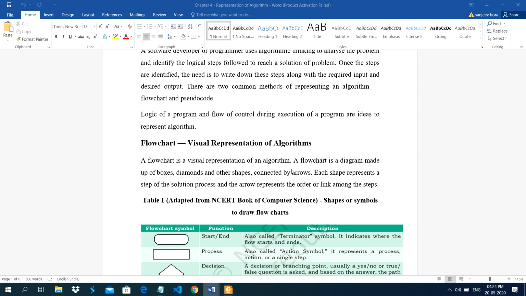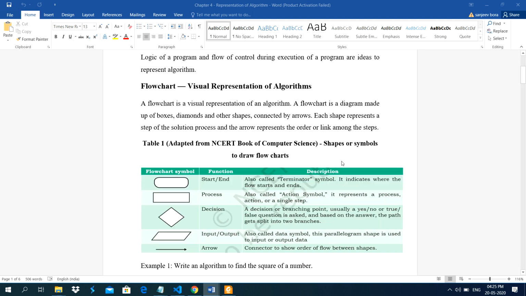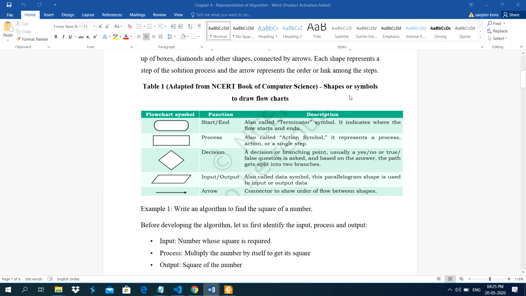A flowchart is a visual representation of an algorithm. A flowchart is a diagram made up of boxes, different types of shapes and arrows. Each shape represents a step of the solution process, and the arrow represents the flow of order or data from one step to another step. And this is the table which contains different flowchart symbols.